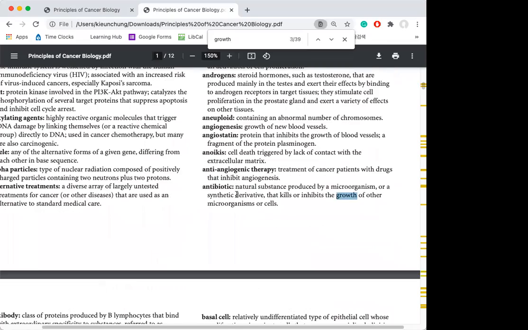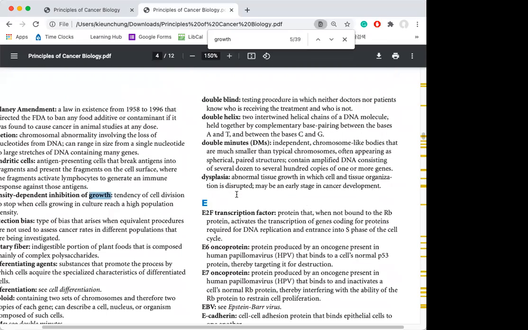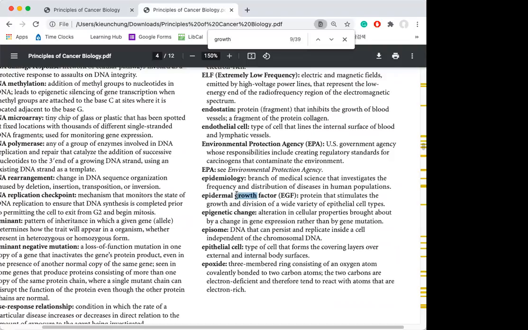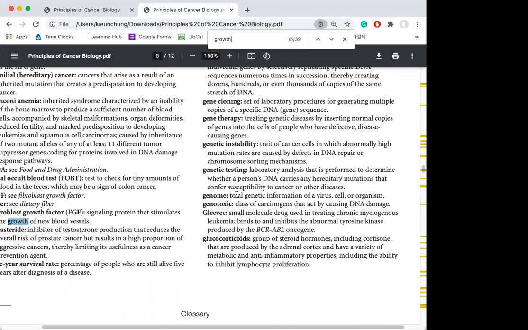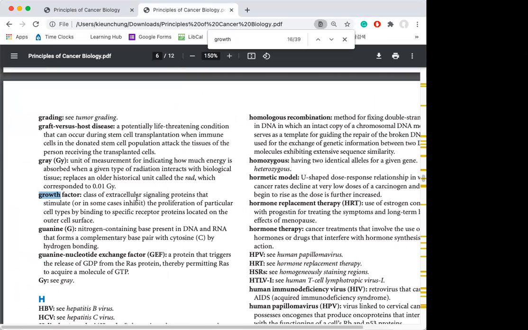Growth factors. Class of extracellular signaling proteins that stimulate, or in some cases inhibit, the proliferation of particular cell types by binding to specific receptor proteins located on the outer cell surface.